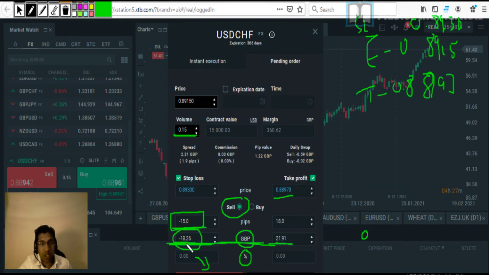Hey presto, it changes to £18.26. Now you know that if you have a £2,000 account, that is about 1% of your account, and that's how you can start looking at trading it. Okay, so that's what we are looking at in terms of risk management.